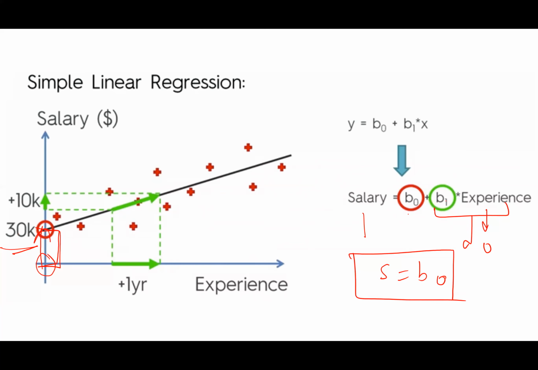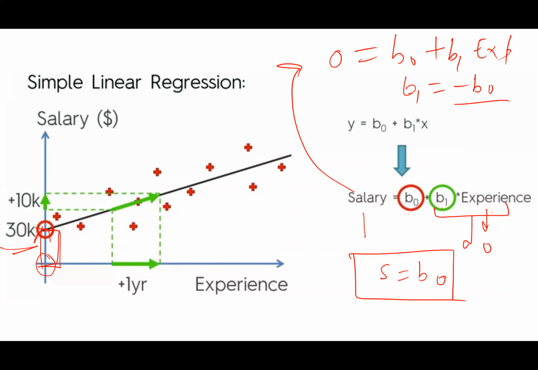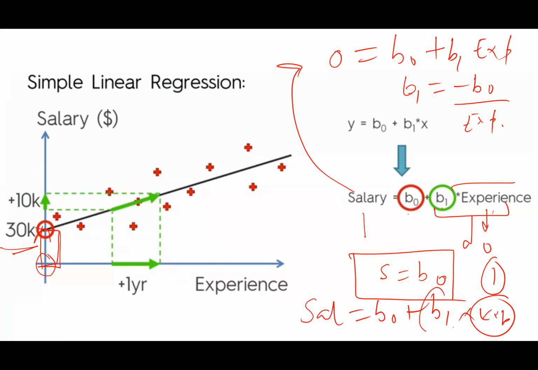Now next is what b1 is saying. Now if you put salary is equal to 0, it's b naught plus b1 times experience, right? So I need to figure out b1 now. b1 is equal to minus b naught by x, whatever experience you have. Now I want to study, suppose I increase my experience by just 1 year, what is the increase in salary I can expect? Salary is equal to b naught plus b1 into experience, right? So it says how valuable your experience is.